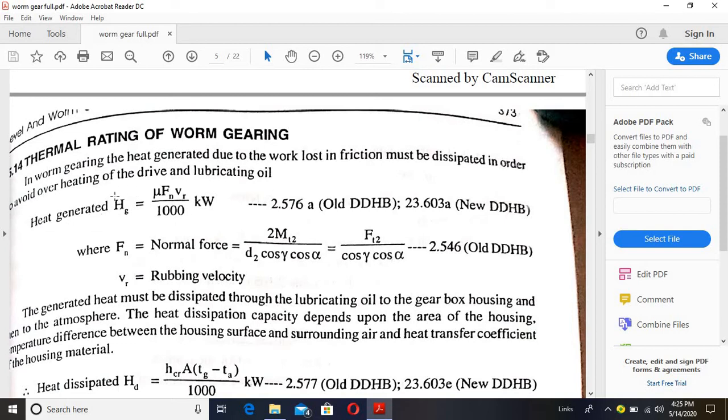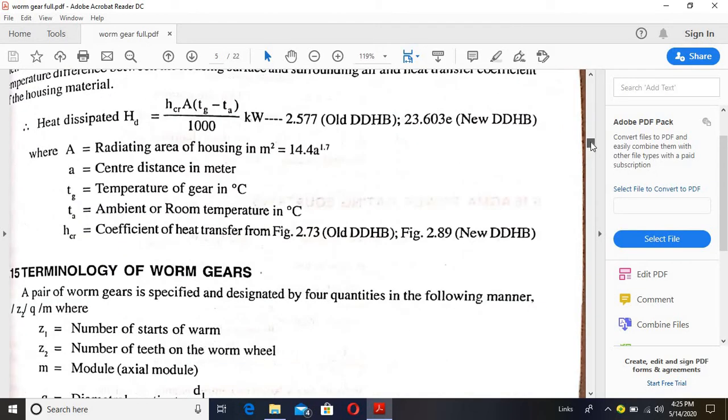The heat generated Hg can be calculated by the formula mu into Fn into Vr divided by 10,000. Already mu, the coefficient of friction, we have calculated in the previous step. Vr is the rubbing velocity, which you have calculated in the previous step. The only unknown is Fn, the normal force. That can be calculated using the formula Ft2 divided by cos gamma into cos alpha. So calculating Fn and substituting, we calculate the heat generated Hg.